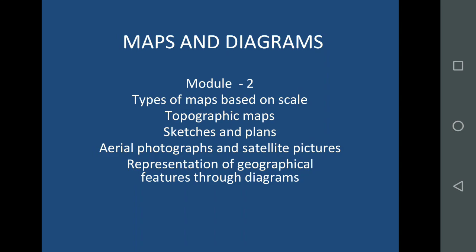Our first chapter, Maps and Diagrams. In Module 1, we have learned about globes, maps, and types of maps based on details shown, like physical maps, political maps, and thematic maps. In this module, we are going to learn about maps based on scale, topographic maps, sketches and plans, aerial photographs and satellite pictures, and representation of geographical features through diagrams.